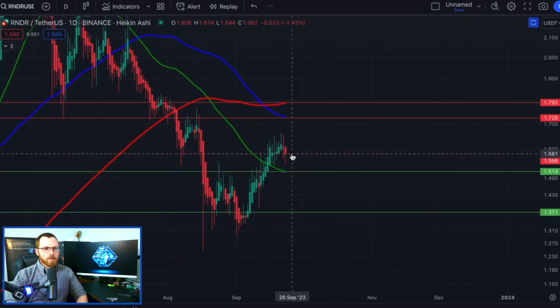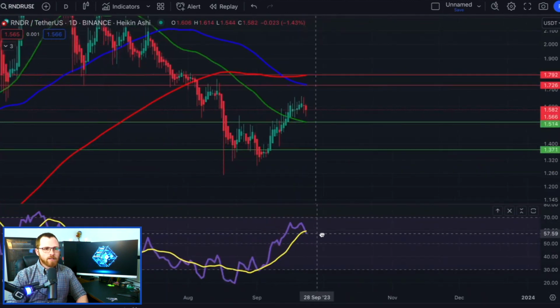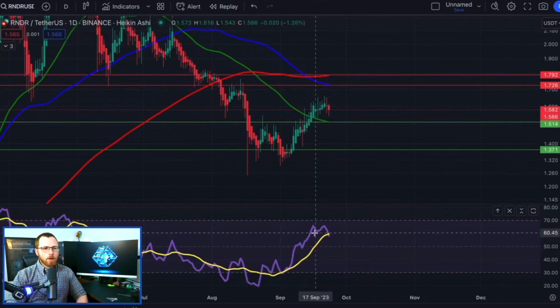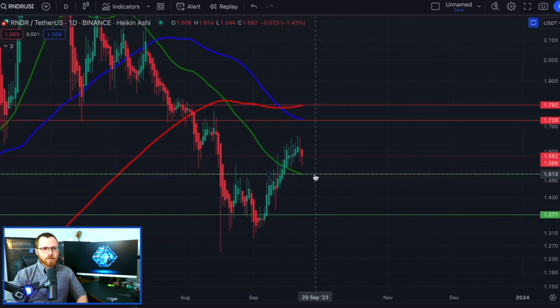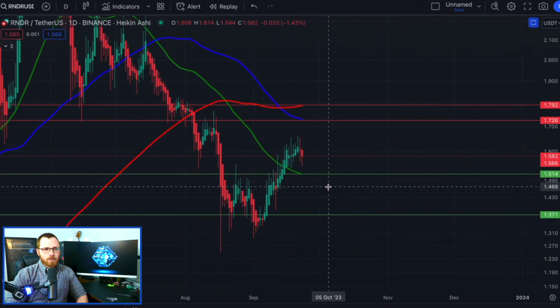It does look like Render's coming back down, and if we look at the RSI, we see a similar picture. The RSI is crossing back over. It's about to have a bear cross in relation to the moving average that's associated with it. But as long as Render comes down and just retests this support right here at $1.51, or even comes down and retests this support or stays above this support, that's still a good structure because it would be another higher high on a more micro level on this daily time frame.